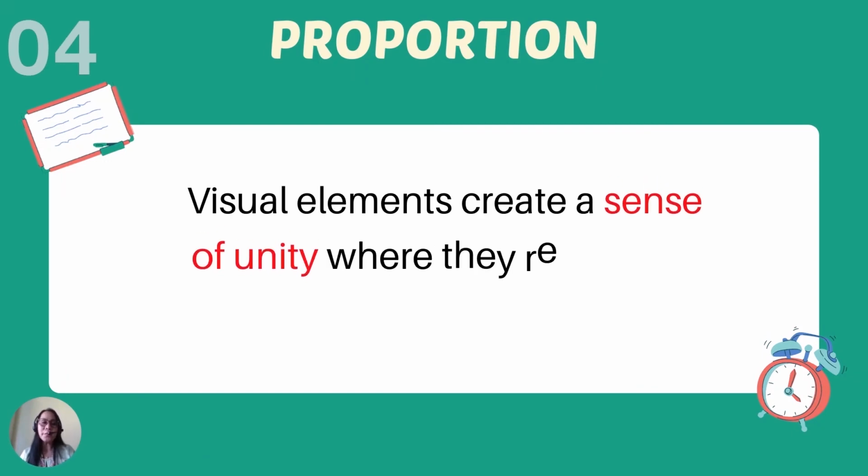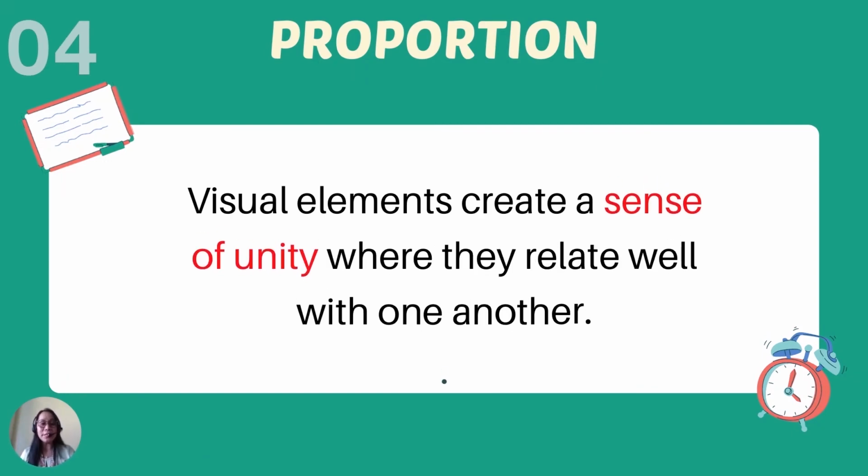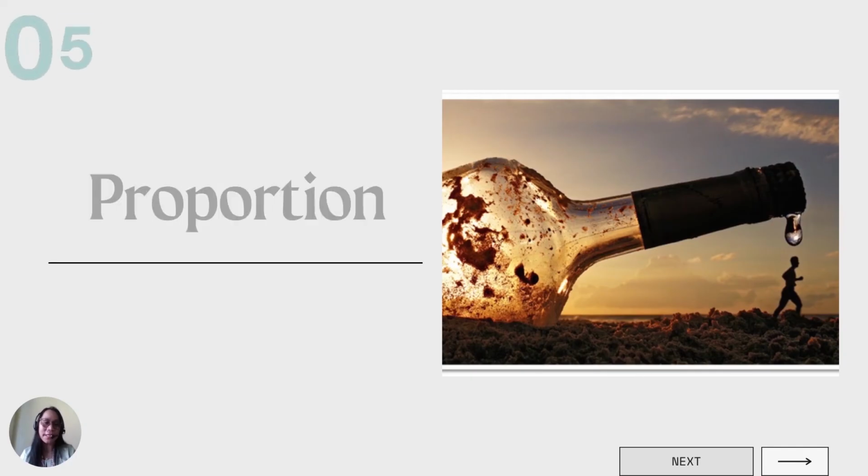From the word itself, proportion, the visual elements create a sense of unity where they relate with one another. Meaning each object that you have imparted in your layout must relate with one another. So the sizes of the objects must relate with one another. Okay, so let's have an example.